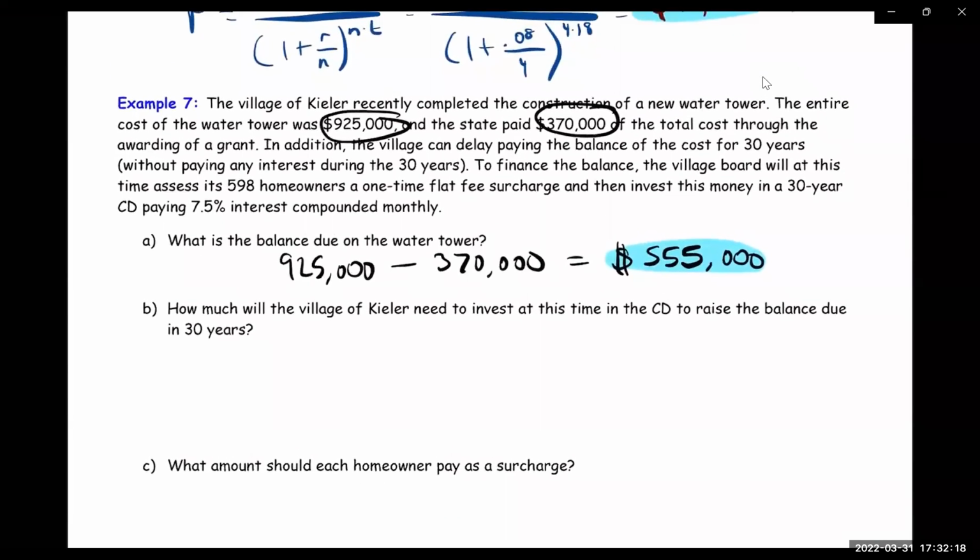All right, how much will the village of Kyler need to invest at this time in the CD to raise the balance due in 30 years? So now we need to know that they need to raise this amount in 30 years. So this is your A, this is your T. All right, so let's plug it into the formula.